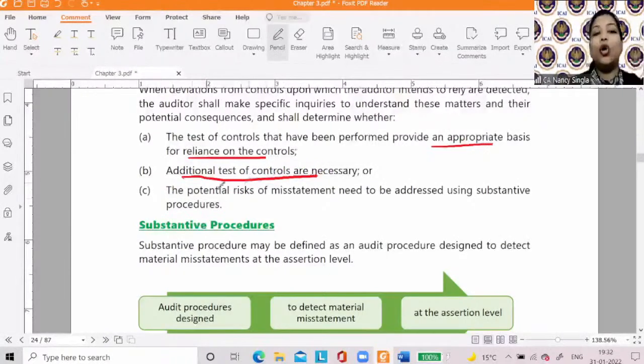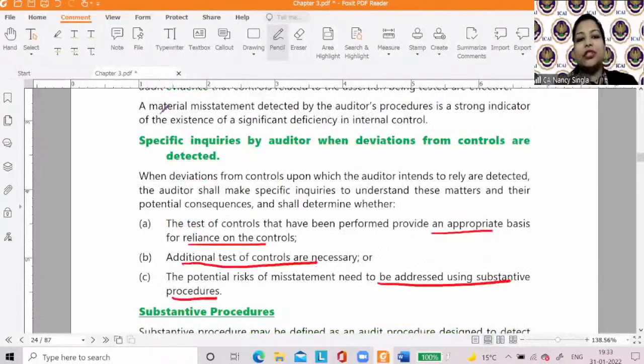Theek hai? And after that also, if he feels that test of control will not work, and I have to perform substantive procedures, he may perform them. In fact, we will see that even if the test of the internal controls is good, the auditor performs a substantive procedure. The extent may vary, but the auditor will perform the substantive procedures. So what was this topic? This was related to test of control only.